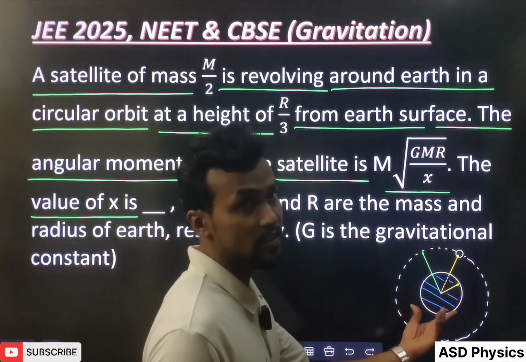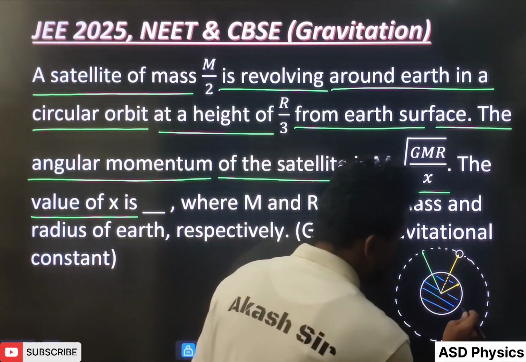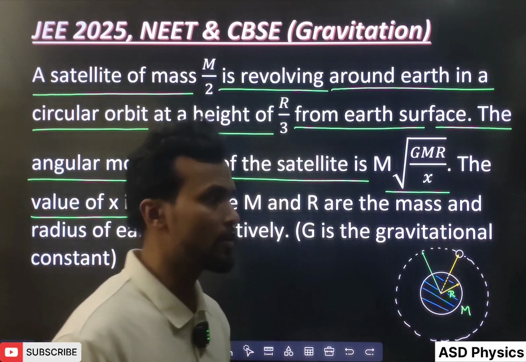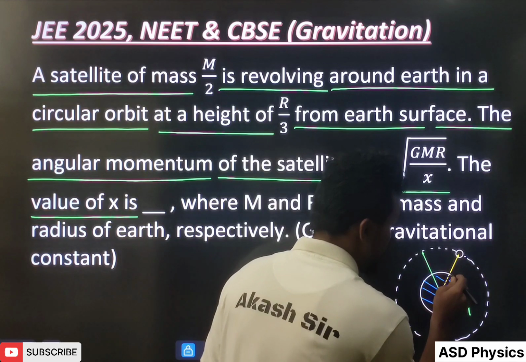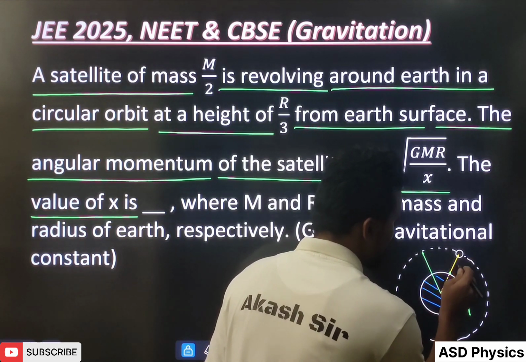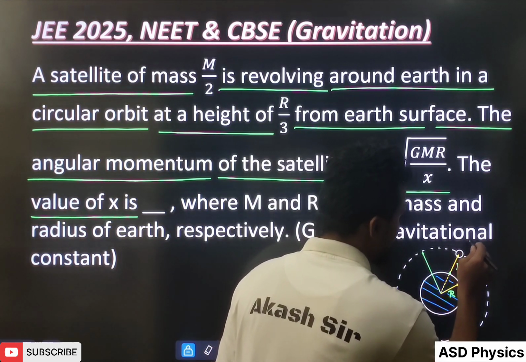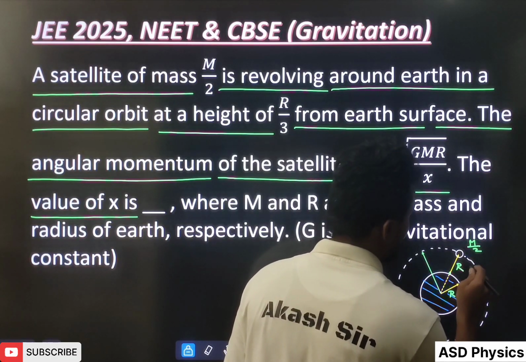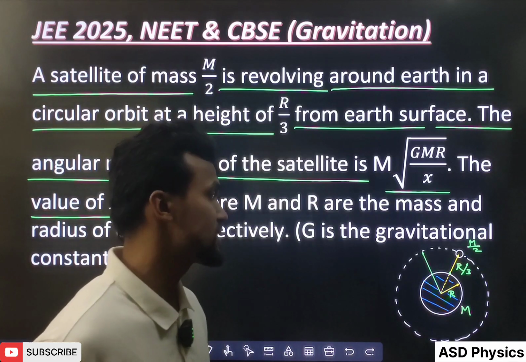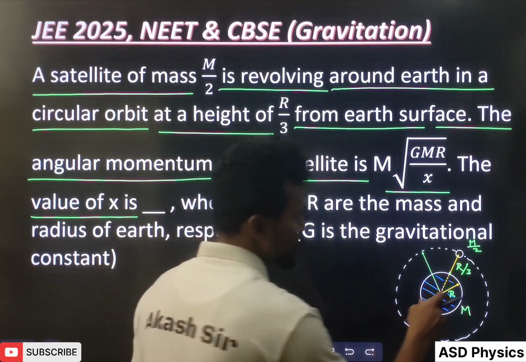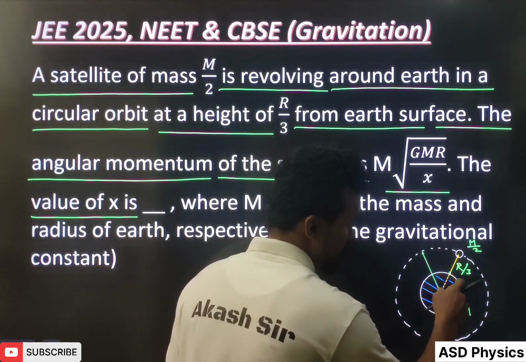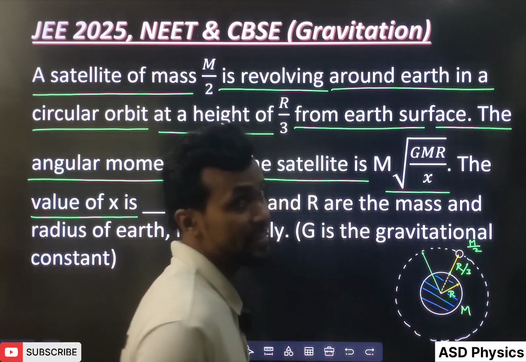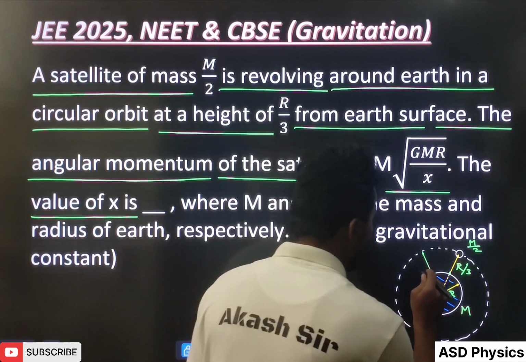Okay, so here I have taken, let's take this is the Earth. The mass of the Earth is m, and let's take the radius r. After that, from the surface, one satellite is there. The mass of the satellite is given as m/2, and it is revolving at a height of r/3. So this is r, that means the radius of the Earth, and the height is r/3.